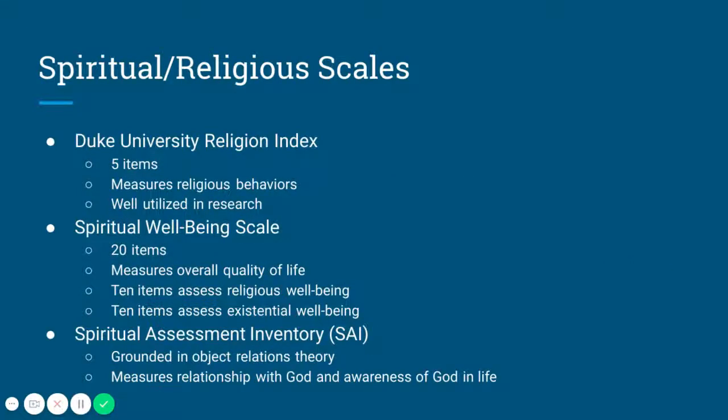As far as spiritual and religious scales, there's the Duke University Religion Index, which is 5 items that measures religious behaviors, and it is well utilized in research. There's the Spiritual Well-Being Scale, which is 20 items, measures the overall quality of life. 10 items assess specifically religious well-being, and 10 items assess existential well-being. And then the Spiritual Assessment Inventory is grounded in object relations theory, and it focuses on measuring a relationship with God and awareness of God in life.